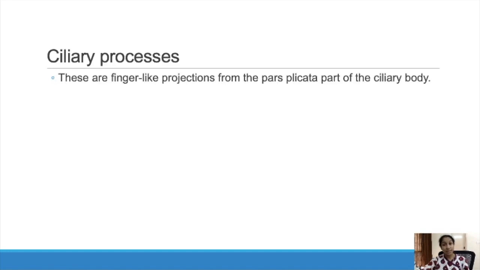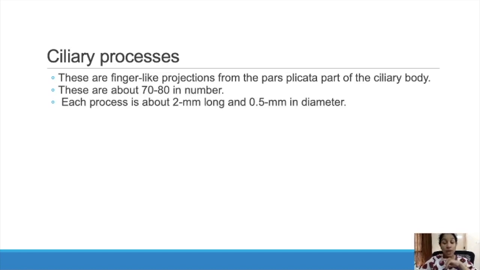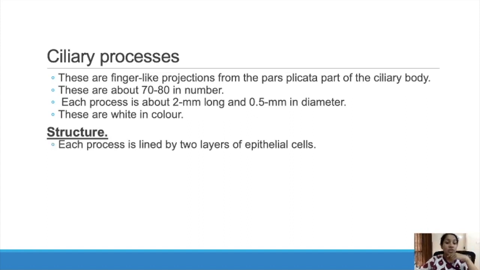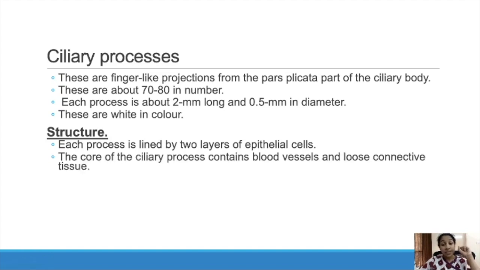Next comes the ciliary process. The finger-like projections you see in the pars plicata part of the ciliary body are known as ciliary processes, and they are 70 to 80 in number. Each process is about 2 mm long and 0.5 mm in diameter, and they are white in color. Each process is lined by 2 layers of epithelial cells. The core of a ciliary process contains blood vessels and loose connective tissue.